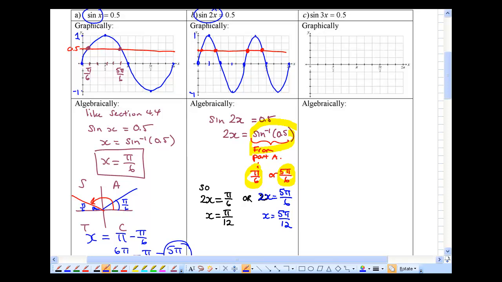But wait, the graph says there's actually 4 between 0 and 2 pi. How come? It looks like pi over 12 seems to be just this first point. And this one over here is 5 pi over 12. So how do I find the other 2? Say something to me. What's the period?